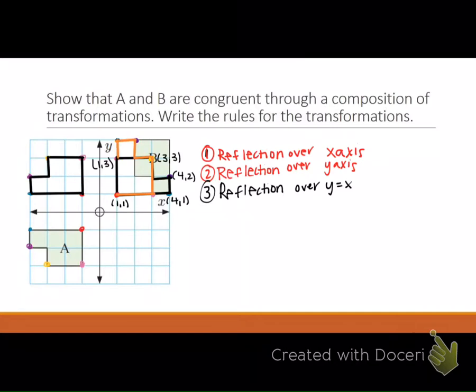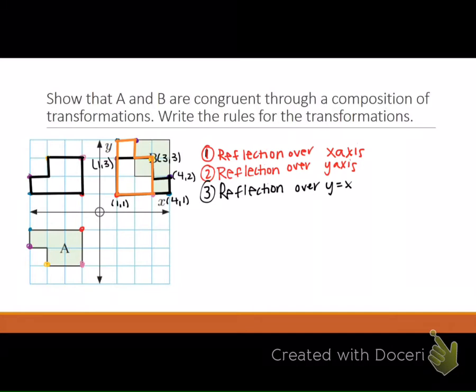So are we still the same way? Are we the right way yet? No, this is taking us forever. But we can do some reflections now to get us the same way, can't we? What can you reflect over? What could you guys reflect over? Brandon? X-axis. Okay, so let's reflect over the x-axis.